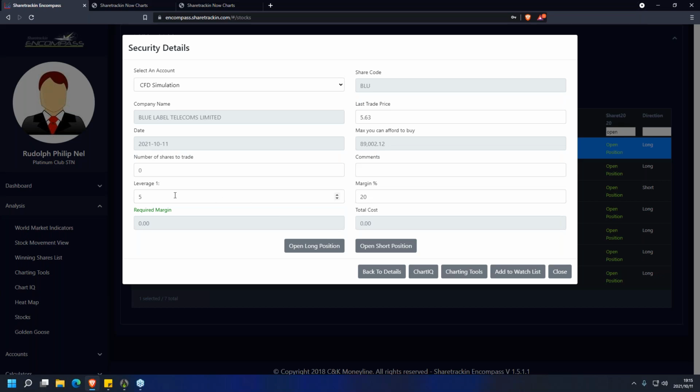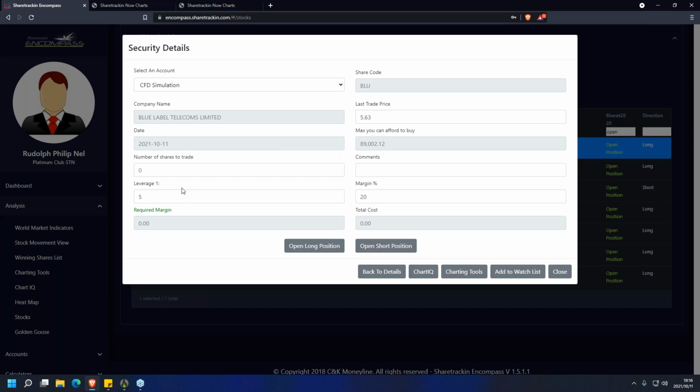When you're trading through Standard Bank, it's a little bit easier. They give you the leverage, so our software will automatically calculate the margin. But every share has a different leverage, so not all of them will be the same. You get a leverage between 1 and 10.